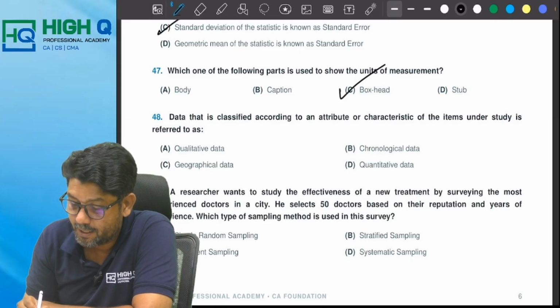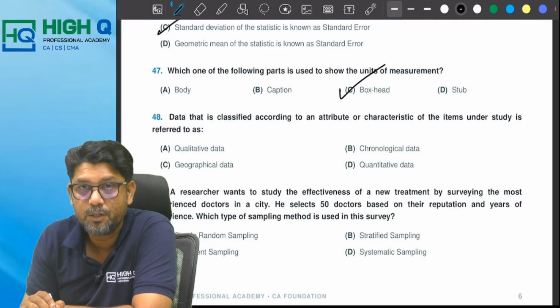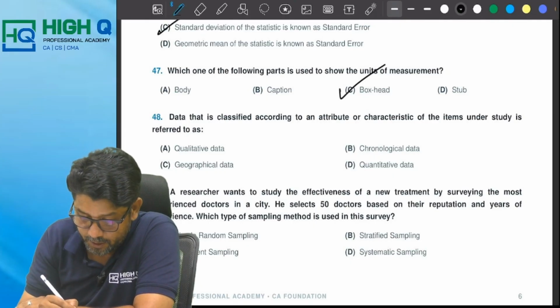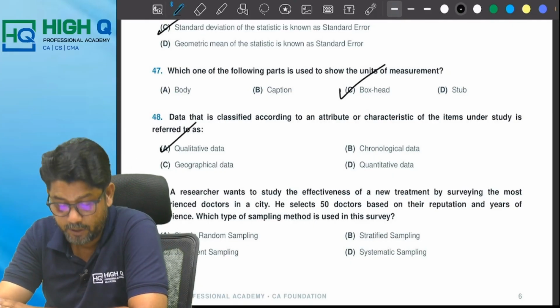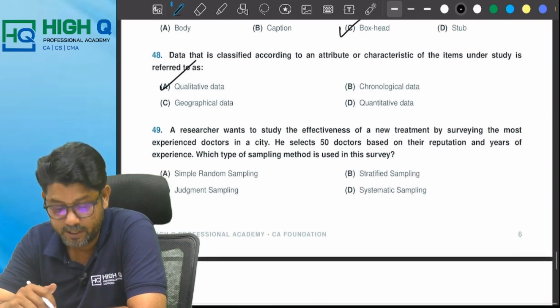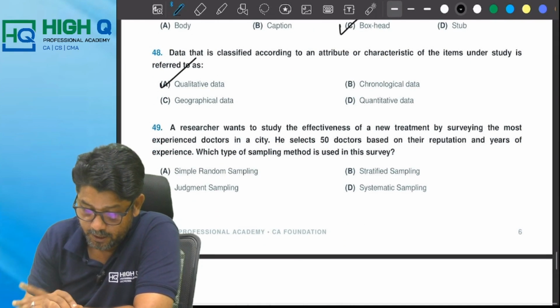Data that is classified according to an attribute or characteristic of the items under study is referred to as qualitative data. Do we have it? Yes, option E. When it comes to attributes, we are discussing qualitative only.